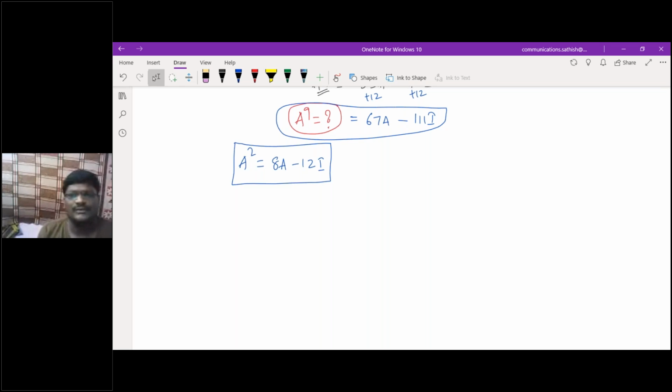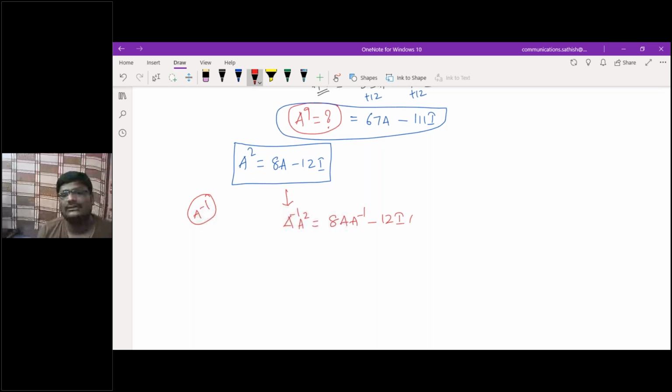Sir, you told me positive powers only, not about A inverse. That is negative. Now I want the value of your A inverse. From this, how can I calculate it? I'll simply multiply with A inverse. So A inverse A square is equivalent to 8A inverse minus 12I into A inverse. Now, can you tell me what is A inverse A square? A inverse into A square, you will have A only, right?